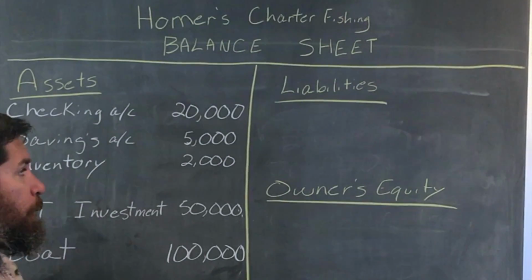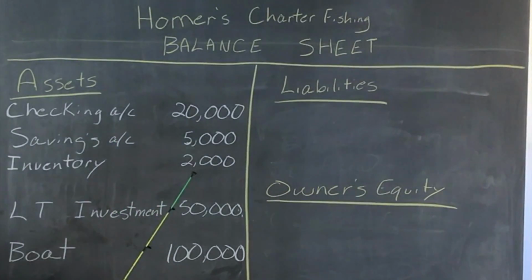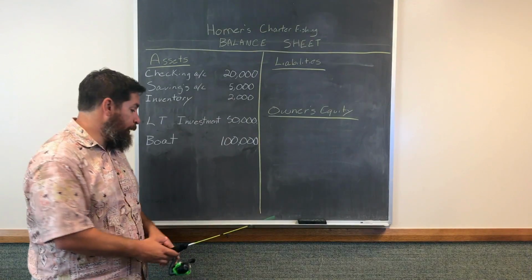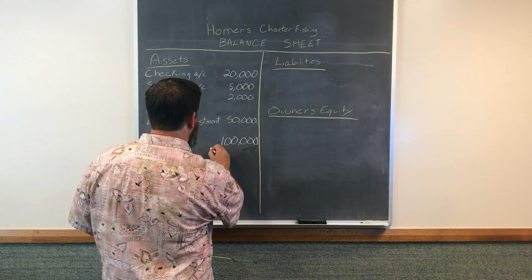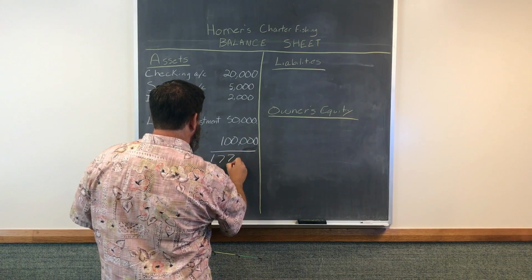Okay? So we have our current assets here. We have checking of $20,000, savings of $5,000, and inventory of $2,000. We have a long-term investment that we're not going to cash out of until after a year. That's at $50,000. And then we have a boat that's $100,000. So we need to add all of this up. And that is $177,000.